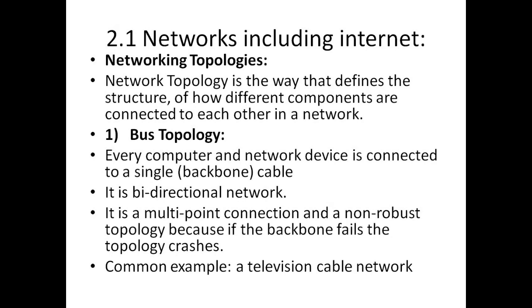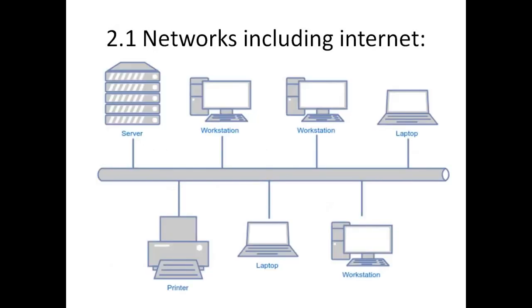The first topology we have in our syllabus is known as bus topology. Every computer and network device in a bus network or bus topology is connected to a single backbone cable. It is a bidirectional network and it has a multi-point connection. That means you can add several devices onto it. It is a non-robust topology because if the backbone fails, the entire network fails. Common examples: a television cable network.